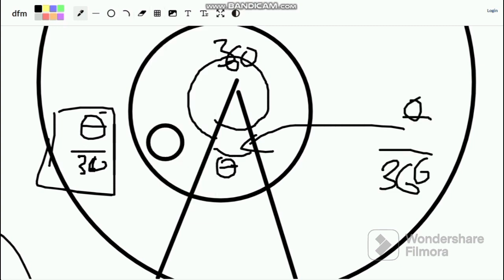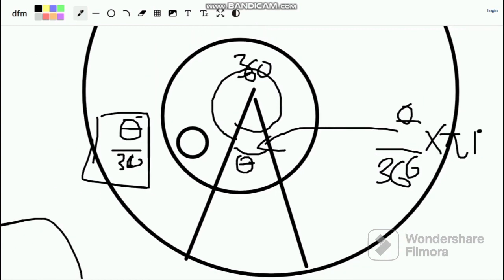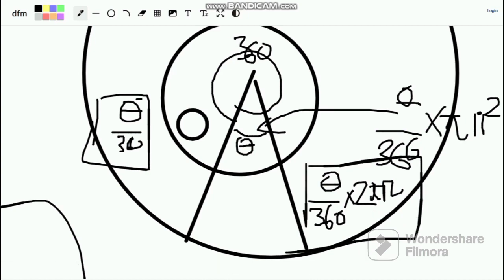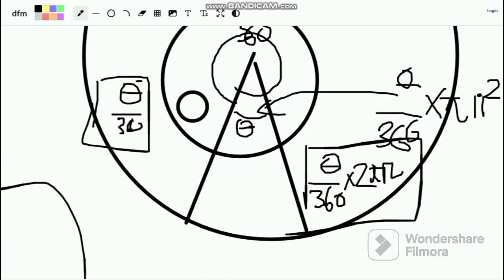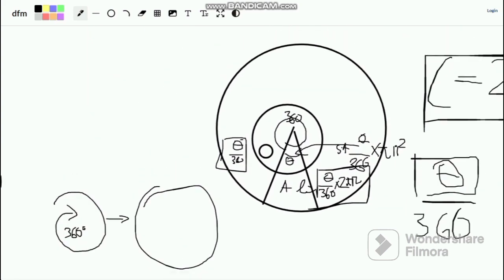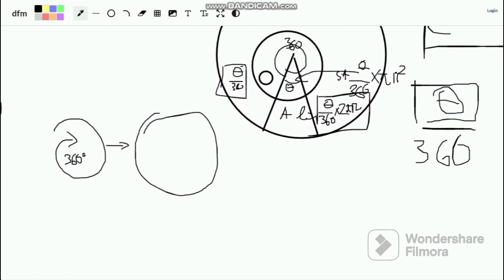If you want the area formula for a sector, you just multiply by the pi r squared of the circle, and to get the arc length we multiply theta divided by 360 by 2 pi r. Alright, so that's very simple: that's the arc length formula, and that's the sector area formula. Now just like a semicircle and a quarter circle, a sector also has a perimeter.